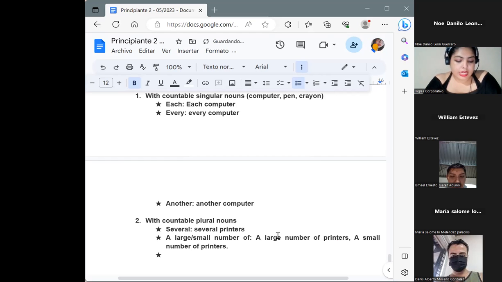Luego tenemos not too. Aquí es no tener, ¿verdad? Bastantes. Not or too. Puede ser de las dos formas, no tener una cantidad o no tener varias o tener muchas. Many. Van juntas, ¿verdad? Not many or too many. Not many printers. Too many printers. O simplemente decir many printers.